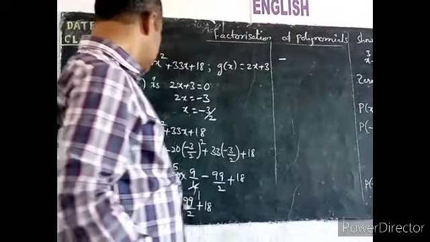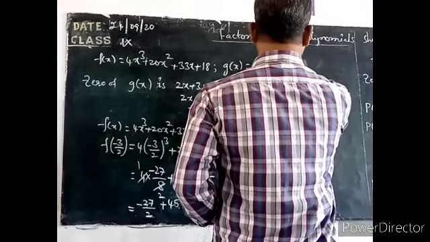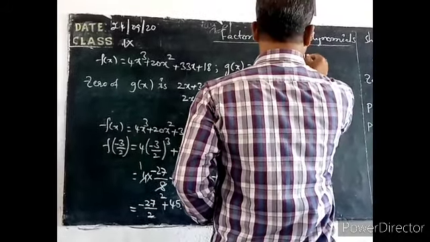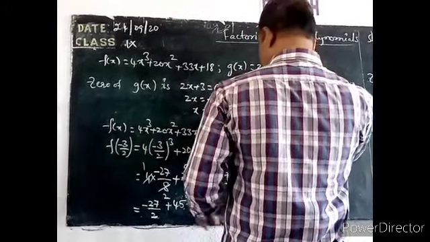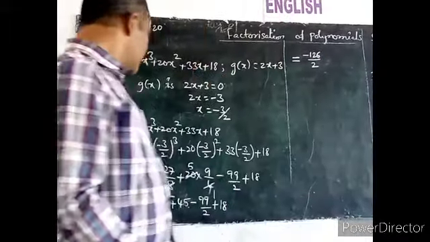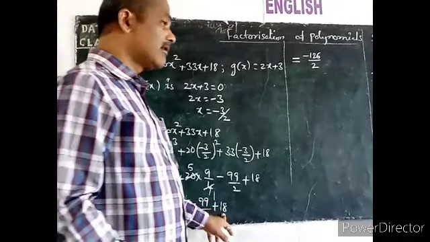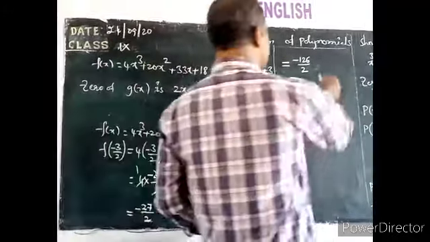Add that: 27 and 99. How much are you getting? 126, so 126 by 2. The denominator will remain the same. Next, 45 plus 18.